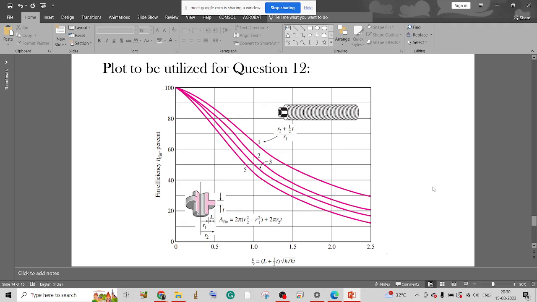Ma'am, I have a doubt. Yes, ma'am, tell me. Ma'am, how to calculate the fin efficiency from this graph?